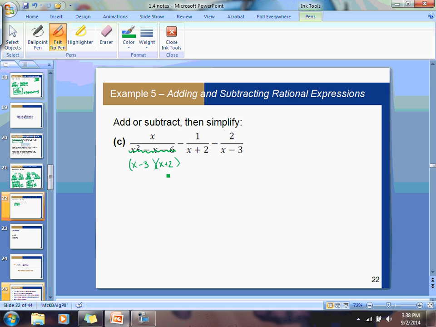Now the other two denominators, I can't do anything to them. They're already simplified, the x plus 2 and the x minus 3. They're already as simplified as they're going to get. And the nice thing is that 2 of my denominators have an x minus 3 in them, and 2 of my denominators have an x plus 2 in them. So now that we have this problem factored, seeing the common denominator is actually fairly straightforward. It kind of just jumps out at you. We're going to need that x minus 3, and we're going to need an x plus 2. Those are the two little pieces that are present in every denominator.